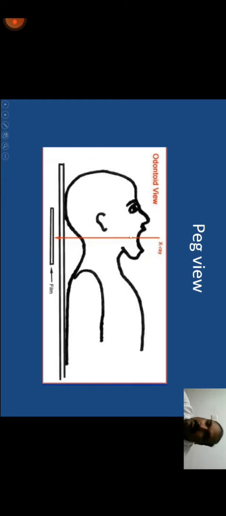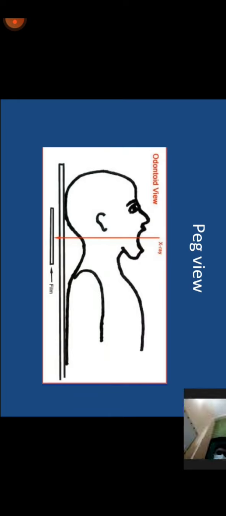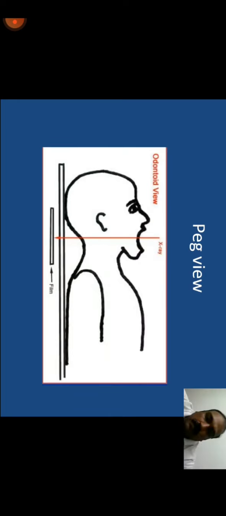Right. So open mouth is more or less the apt term to be used, but still it's called a peg view because it is used to visualize the peg. Peg means the odontoid process. Right. The peg view can be used to visualize the C1 and C2 joints. It will look like this.